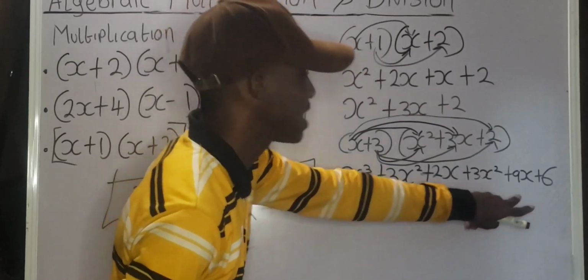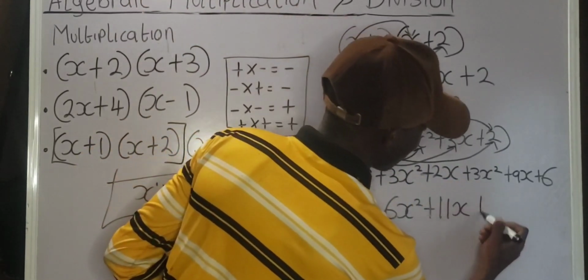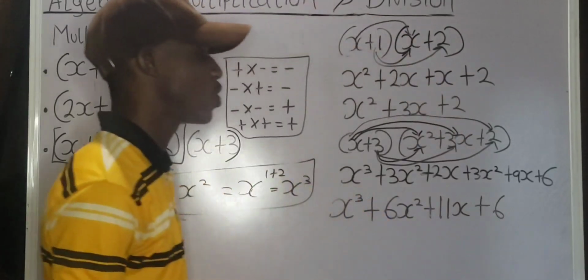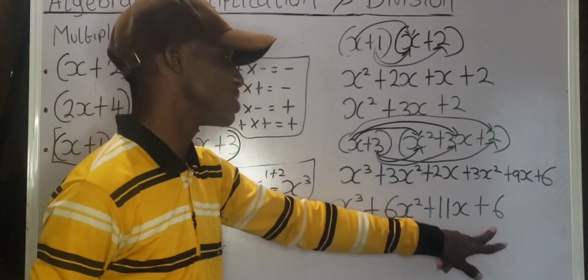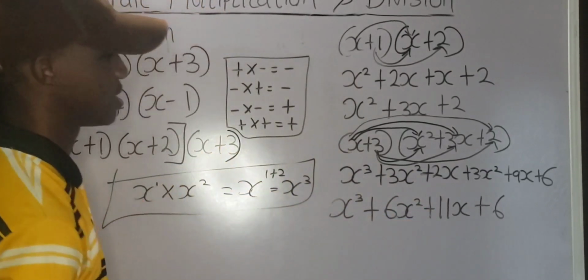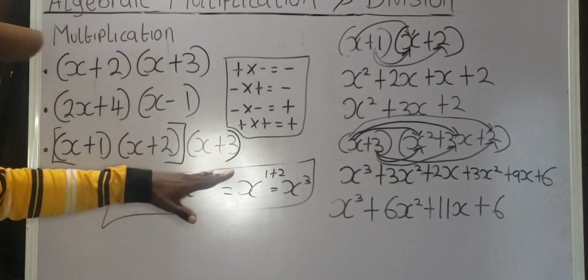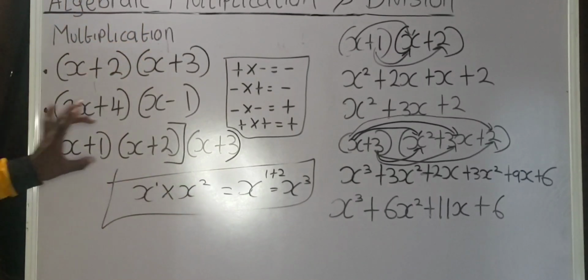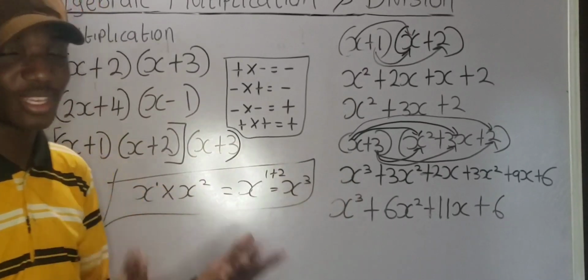Then the last term here is what? 6. Okay? That is plus 6, because we didn't have any constant to add 6 with. So 6 will stand alone. That is plus 6. So we are taking the product of these brackets. This is the first bracket, this is the second bracket, and this is the third bracket. You can see how simple it is.